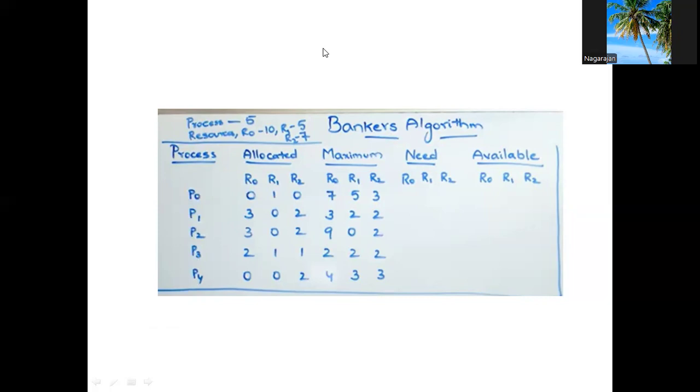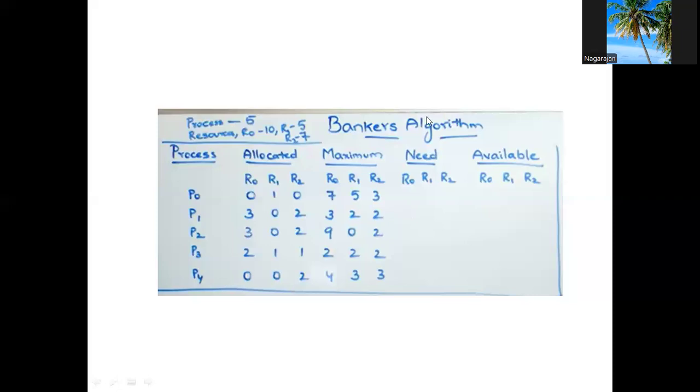So here let's assume there are 5 processes, and the resources are R0 consisting of 10 instances, R1 having 5, and R2 having 7. The processes are P0, followed by P1, continuing up to P4. The allocated resources are given by default. The maximum need is also given, so we are going to find the need and the available, apply the Banker's algorithm with its four steps, and find whether the processes are in a safe state or an unsafe state.